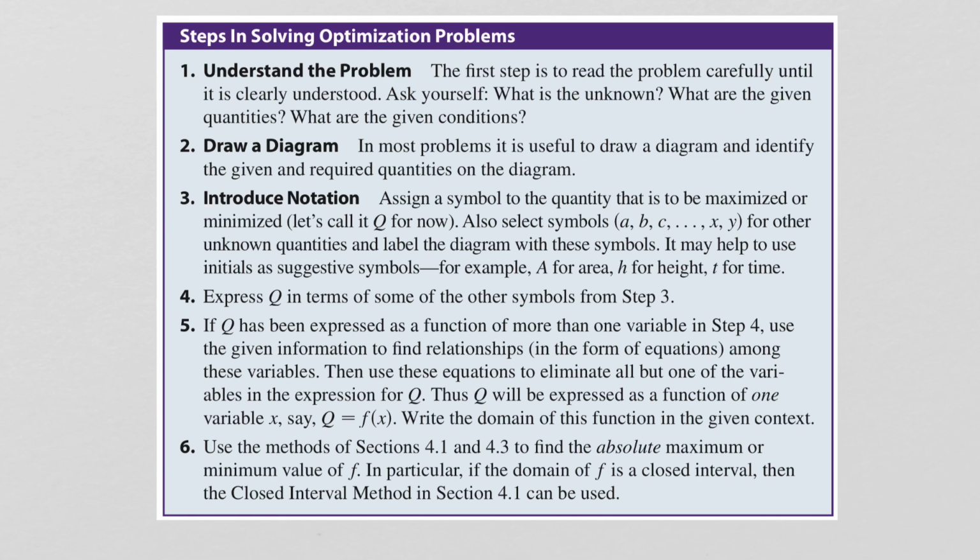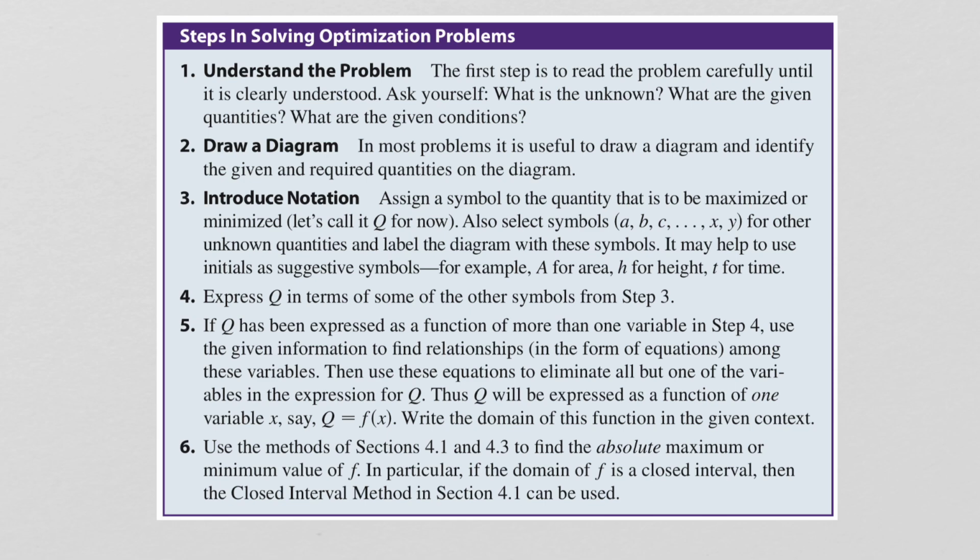Oftentimes, the function that you are trying to maximize or minimize, which they call Q here, will be expressed as a function of more than one variable. If this happens, then you must reduce the number of variables to a single variable. Oftentimes, this can be done by asking, what do you know about the relationship between the variables in the problem?